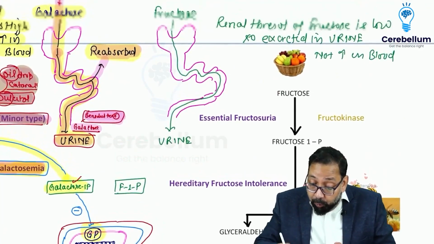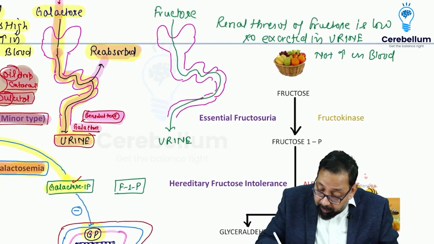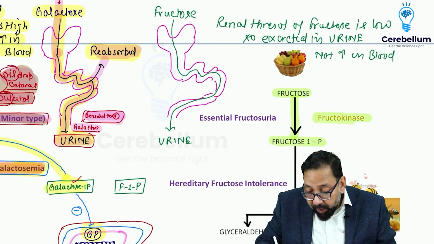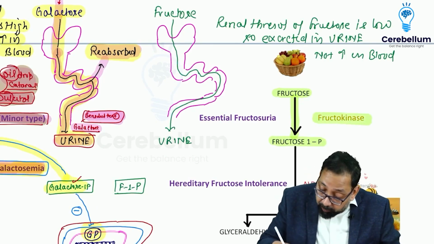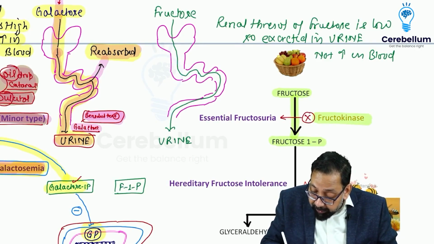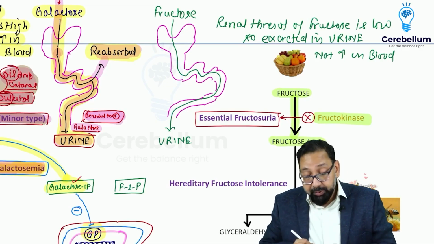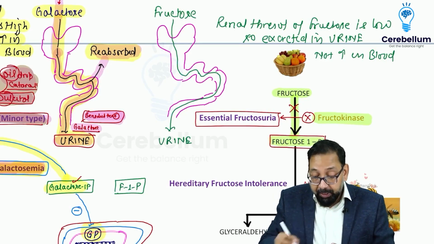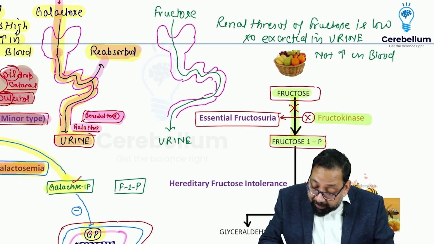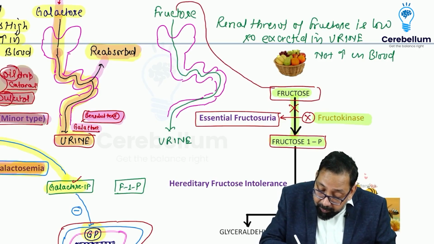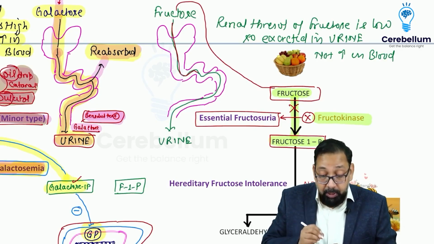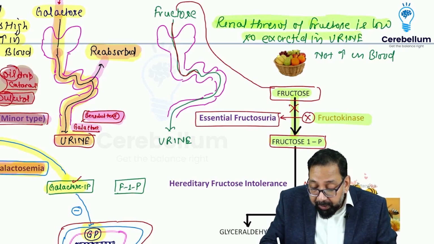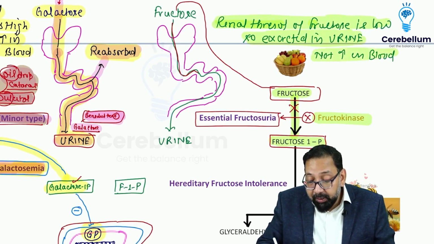Fructose metabolism, you know, fructose is a fruit sugar. Fructose is converted to fructose 1 phosphate by fructokinase, first step. And if this fructokinase is deficient, this is called essential fructosuria. In this, if fructokinase is deficient, fructose will not be converted to fructose 1 phosphate. This fructose will accumulate. This extra fructose will be freely filtered by glomeruli. We found that renal threshold of fructose is low, so it will be excreted in urine. It will not increase in blood.